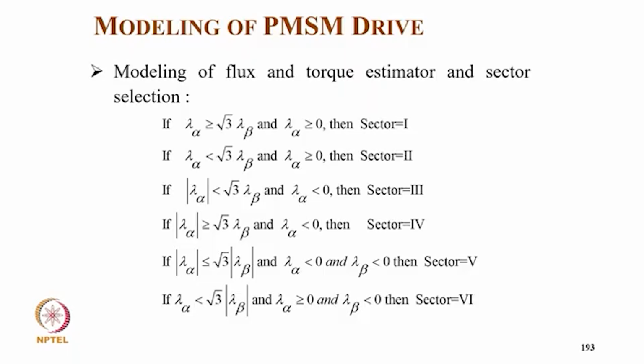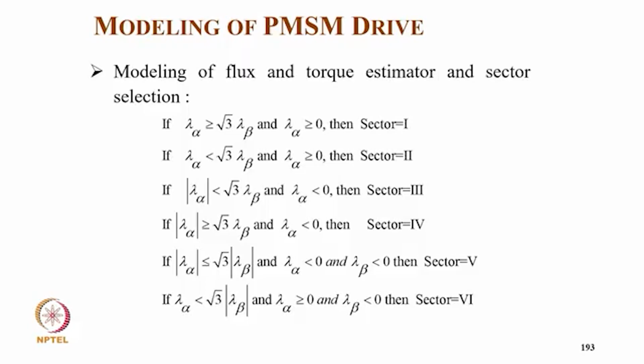If absolute lambda is less than root 3 lambda beta and lambda is less than 0, then sector 4, sector 3. If absolute lambda is greater than root 3 lambda beta and lambda alpha is less than 0, then sector 4. If absolute lambda is less than root 3 absolute value of lambda beta, and lambda alpha is less than 0 and lambda beta is also less than 0, then sector 4, 5. If lambda alpha is less than root 3 absolute lambda beta and lambda alpha is greater than 0, lambda beta is less than 0, then sector 6.